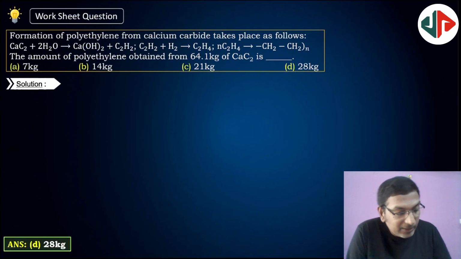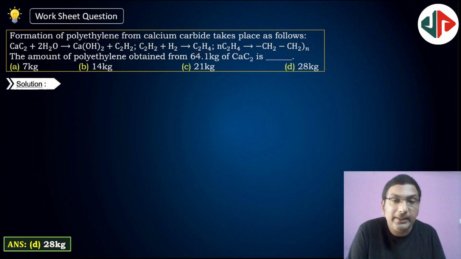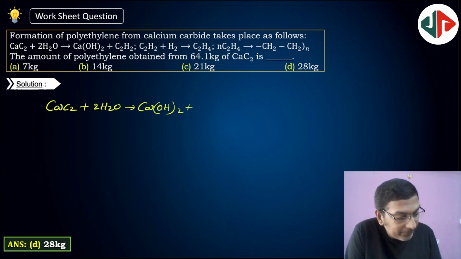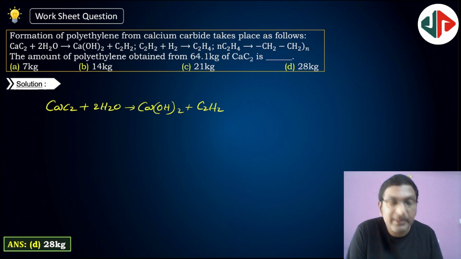Formation of polythene from calcium carbide. Calcium carbide on hydrolysis gives acetylene, which gives ethylene, then polythene. This is the sequence. CaC2 plus 2H2O gives Ca(OH)2 plus C2H2. So this is one step.